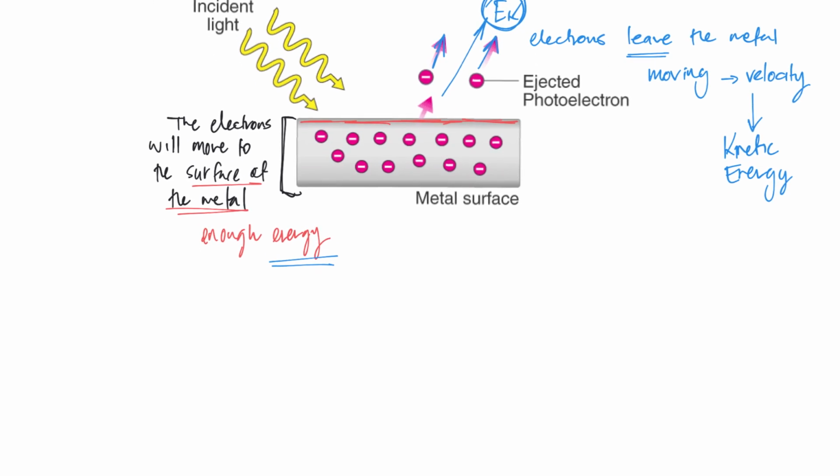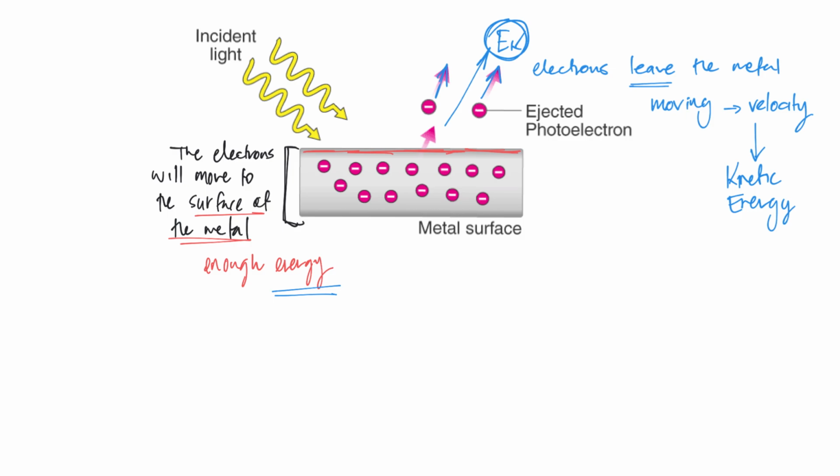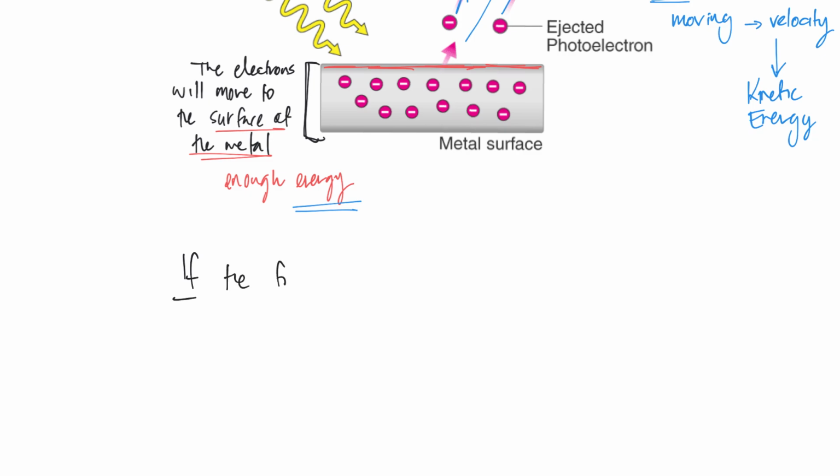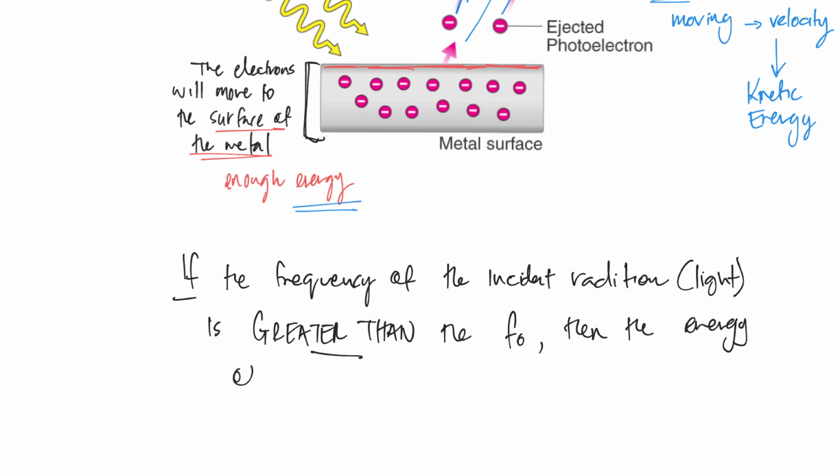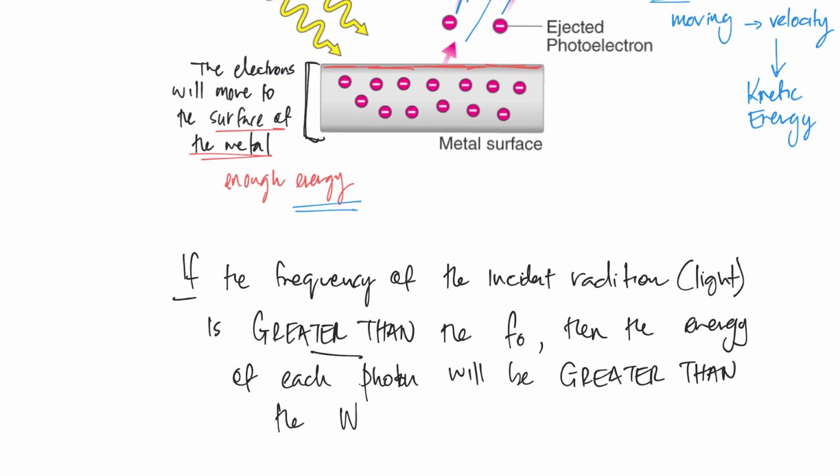So how that happens is, if the frequency of the incident radiation, in other words, the light that we use, is greater than the threshold frequency, then the energy of each photon will be greater than the work function of the metal.